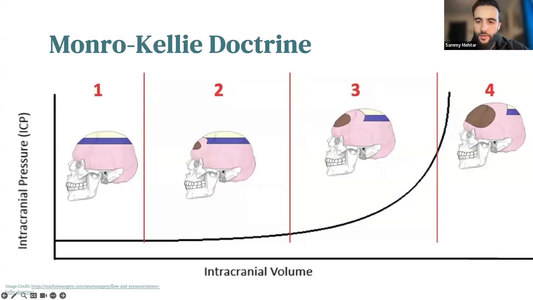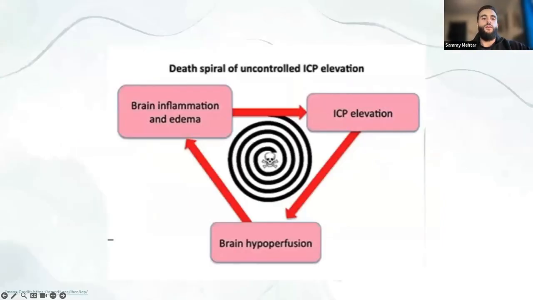All right, and I hope that makes sense here. And the dangerous part is that as the brain gets compressed, it can start leading to hypoperfusion, and the hypoperfusion can cause an increase in inflammation and edema and swelling, which can then further exacerbate the condition, increasing the intracranial pressure, and it leads to this death spiral. And so that's why it's very important to intervene and break this cycle before it takes hold.